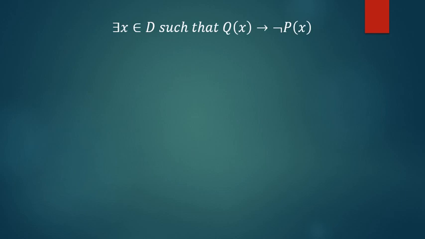Next up, there exists x in D such that q of x implies not p of x. Try to figure this one out on your own. So pause this video here, take a minute or two, and see if you can figure out what the negative of this is going to be. And once you think you have it, press play, and we'll see if you were right.